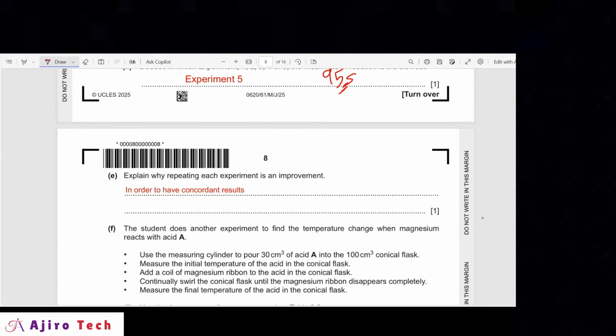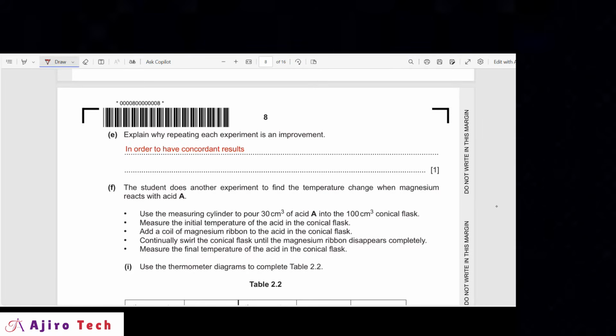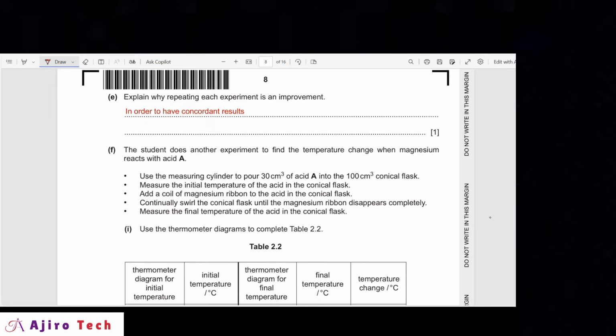Explain why repeating each experiment is an improvement. Of course, you need to repeat the experiment so that you see how reproducible the results are. So you will be able to compare the results and observe which one is an anomalous result. In order to have concordant results, that is why we need to repeat experiments, basically.